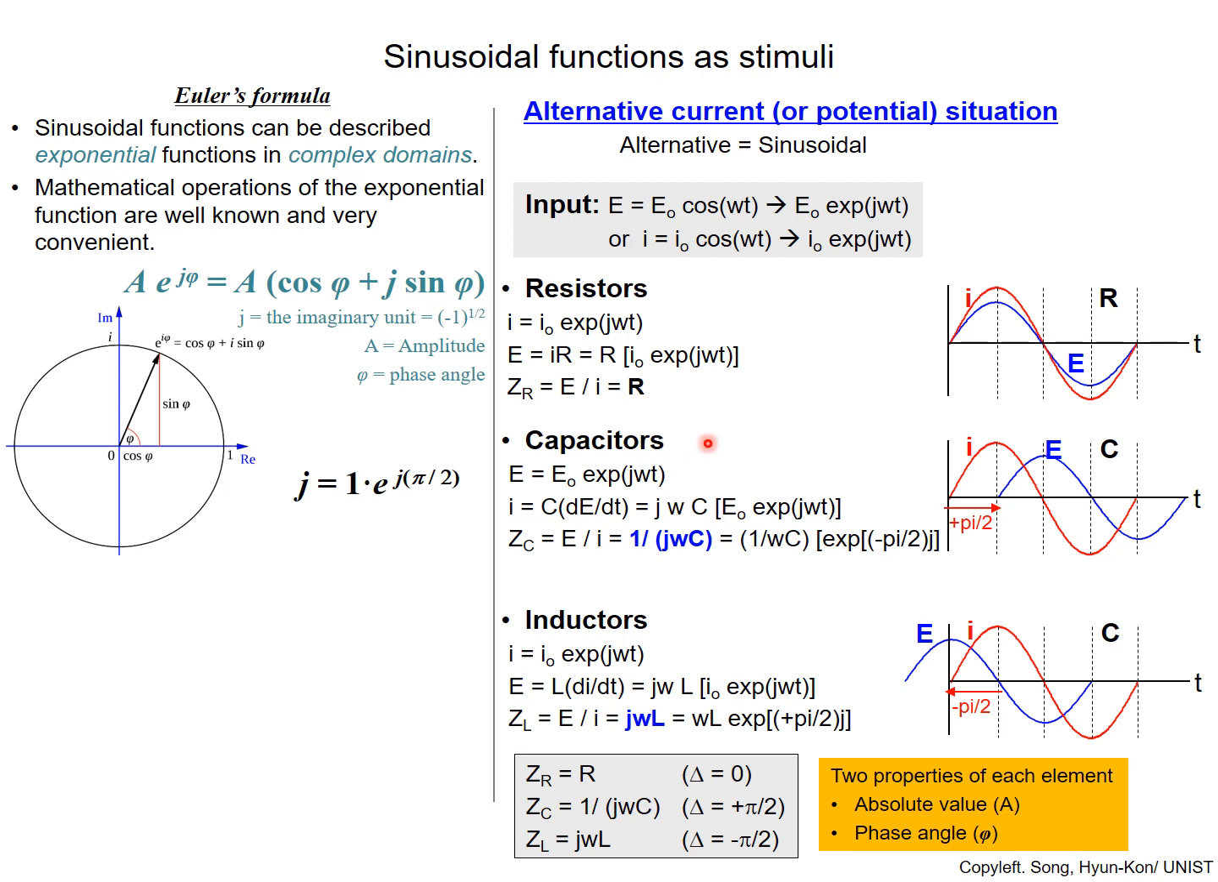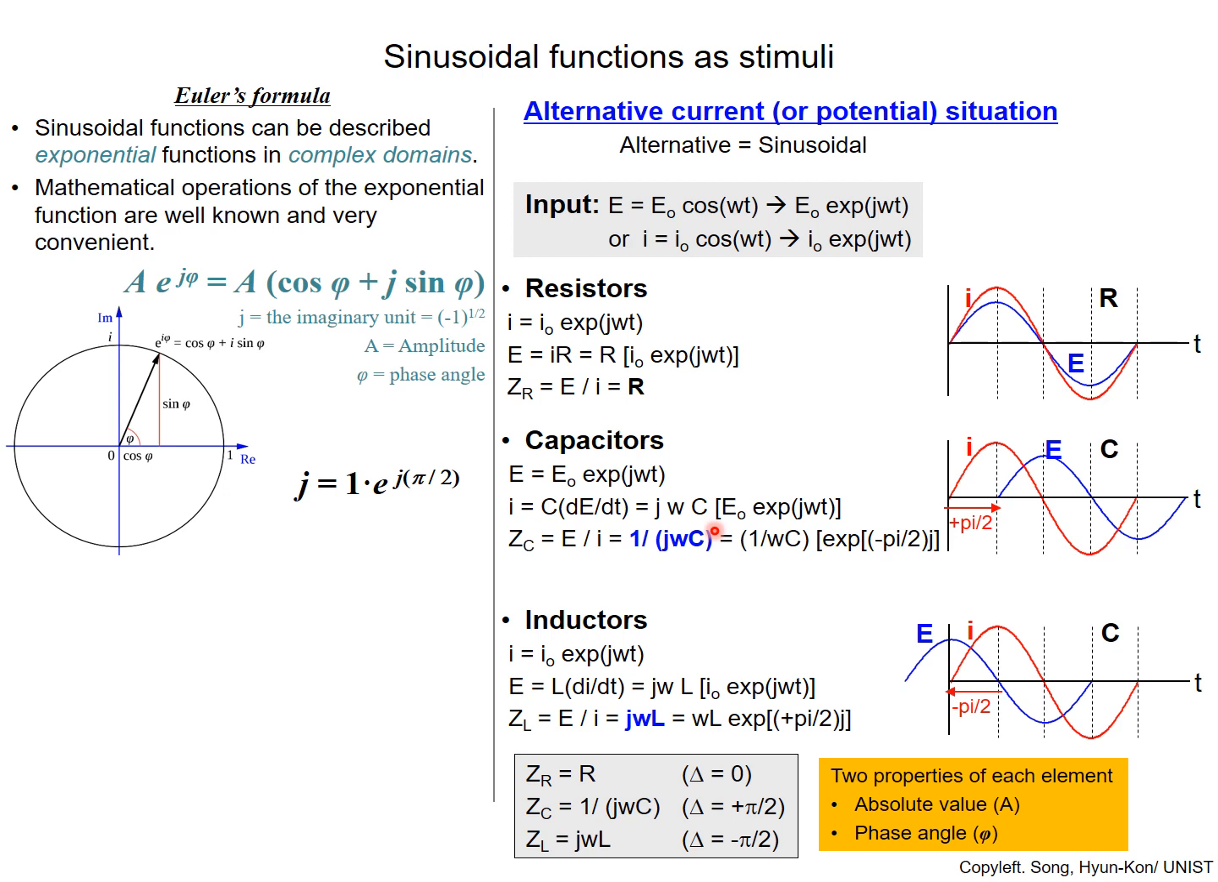How about capacitors? Let me fix the potential as the exponential function. How about the current? The current is obtained by taking the first derivative of the potential. So the first derivative of exponential j omega t, j omega comes out of the exponential function. So j omega with capacitance. And then the impedance of the capacitor is potential per current. Then this part can be removed, and it is 1 over j omega c.